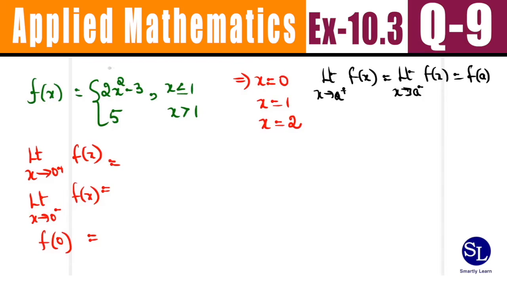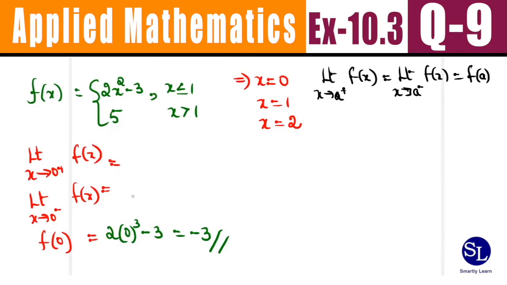F of 0 means wherever there is x, I'm going to put 0. Since the function is defined for x less than or equal to 1 as 2x squared minus 3, wherever I encounter x, I'm going to put 0. So 2 into 0 squared minus 3. So this is simply 0, and the answer is minus 3. Let's mark it. Now limit x tends to 0 minus f of x.